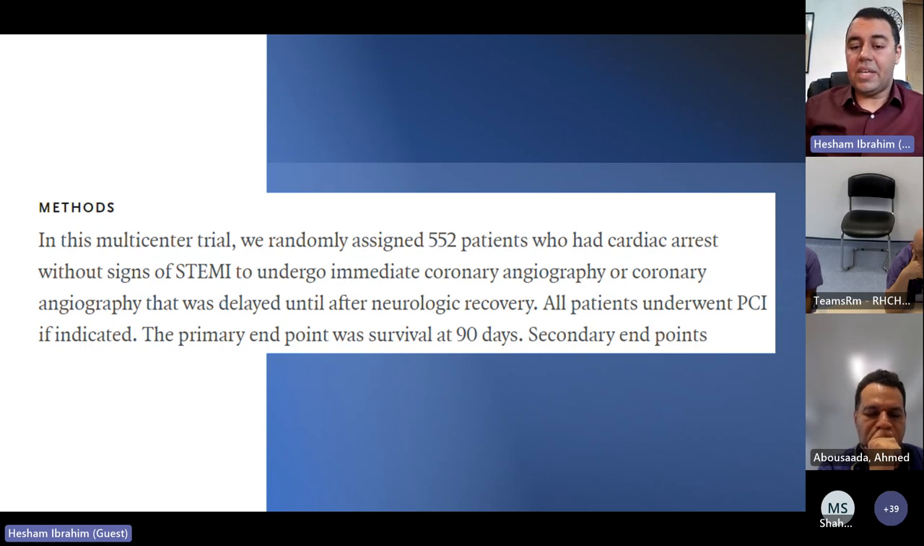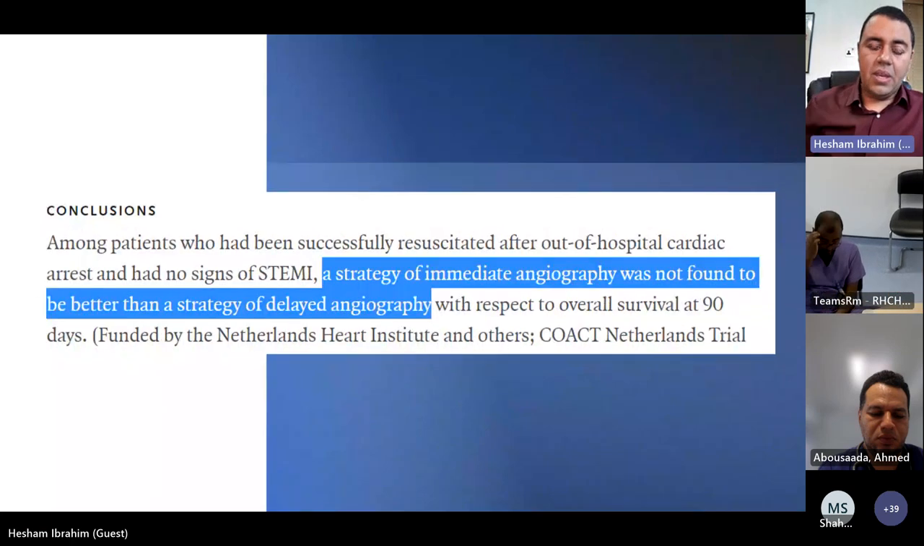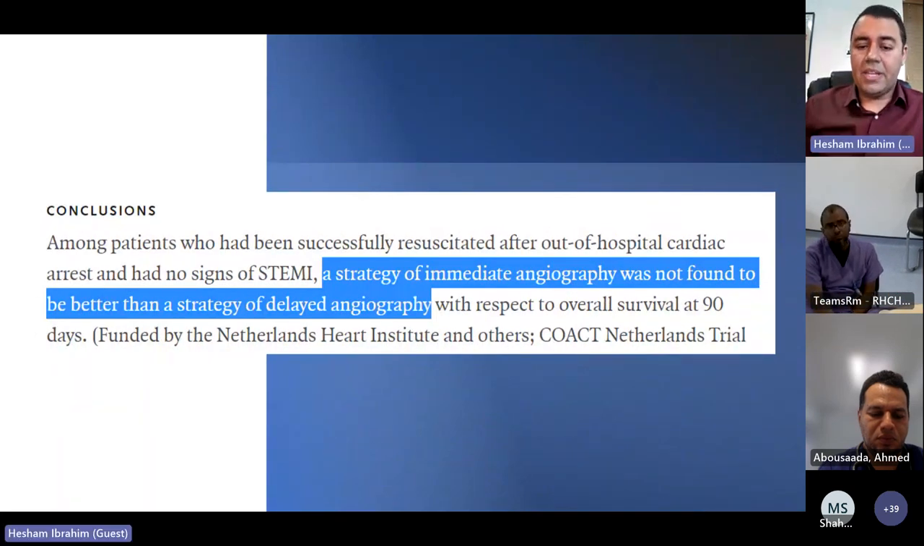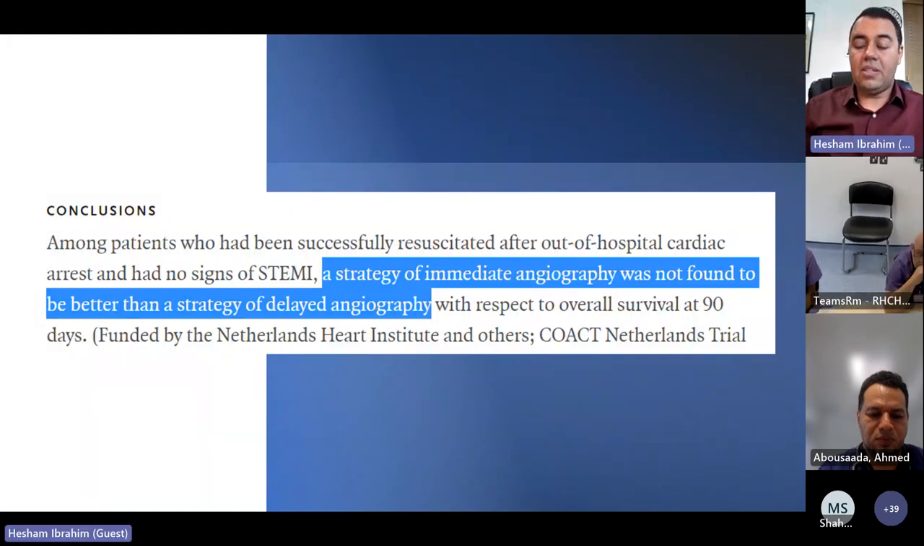Some of them were taken immediately to the cath lab. And some of them had their cath lab delayed till they had a full neurological recovery. So the primary endpoint was the survival at 90 days with some other secondary endpoints. And here is what they found. They found that actually the strategy of immediate angio was not found to be better than the delayed angio. So taking the patient to the cath lab immediately showed no difference in the 90 days survival compared to taking the patient later after full neurological recovery.